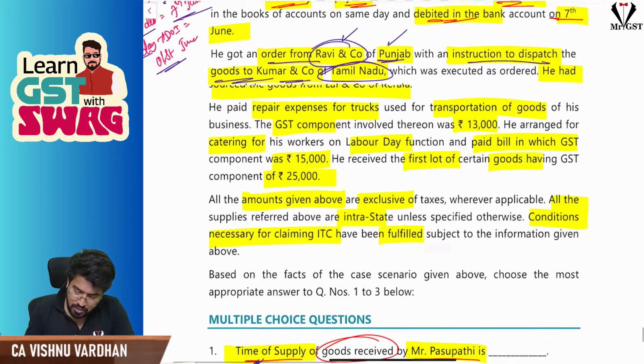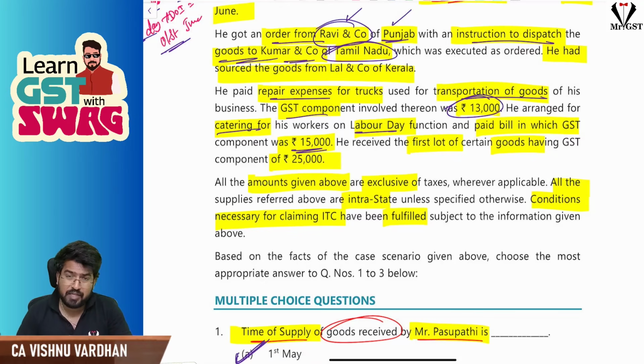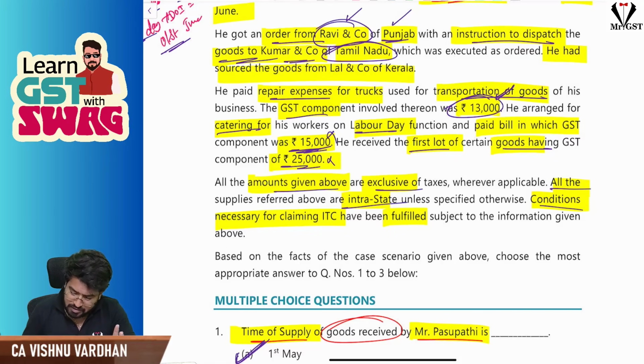Next, he paid repair expenses for trucks for transporting the goods. On that GST component is 13,000 and catering services he has taken on Labor Day. On that GST paid is 15,000. See, repair for trucks are eligible vehicles for him, conveyances for him. So 13,000 he can take ITC, but this 15,000 catering he cannot take ITC. And he received first lot of certain goods. GST component is 25,000. You received first lot means other lots are pending. You cannot take ITC on this also. So all are exclusive of taxes, all conditions necessary, all these things.